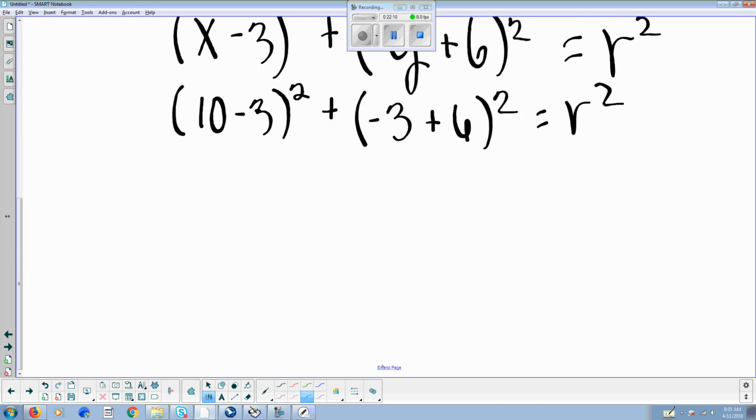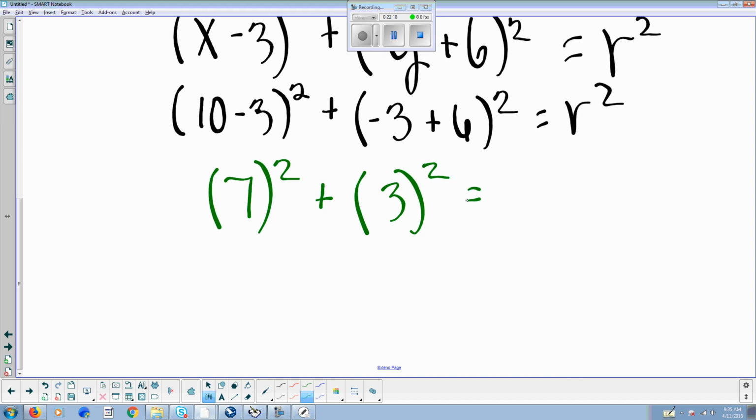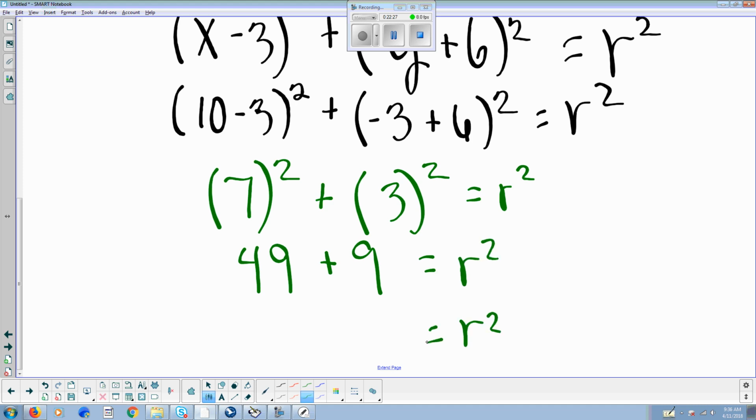Okay, so 10 minus 3 is 7 squared. -3 plus 6 is 3 squared. 7 squared is 49. 3 squared is 9. So r squared, the radius squared, 49 plus 9, is 58. R squared is 58. That's the number that actually goes into the formula. The radius would be the square root of 58. The r squared is what goes into the formula.